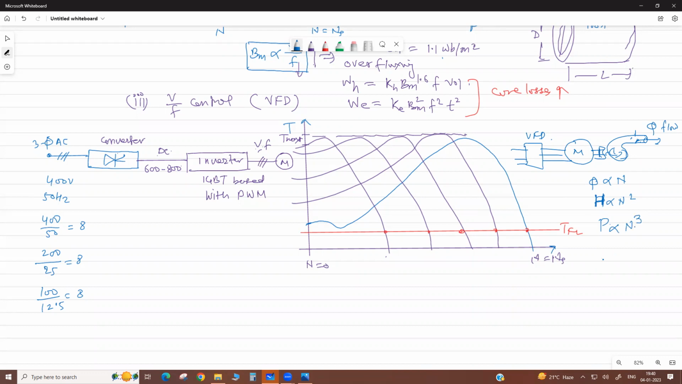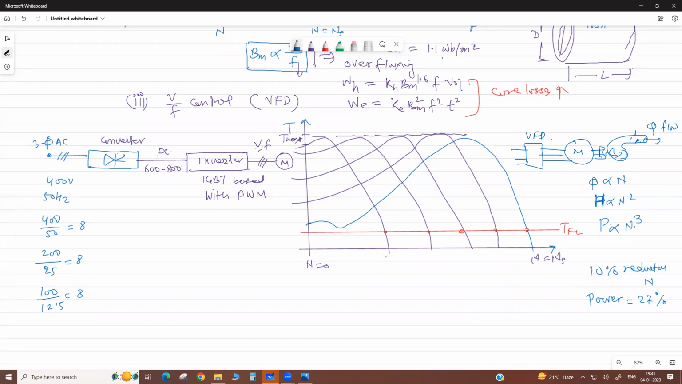It means if there is a 10% reduction in speed by VFD, then this power is reduced by 27%. It is a calculation. When we calculate, your power is reduced by 27%. So that's why VFD is known as energy conservation or energy saving. But the condition is variable load.